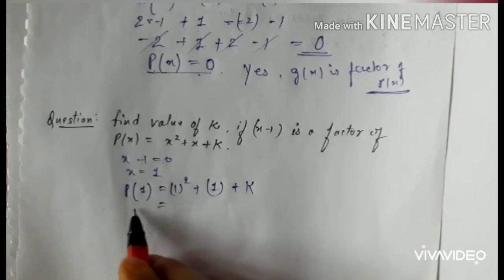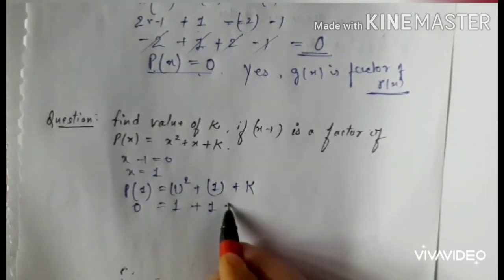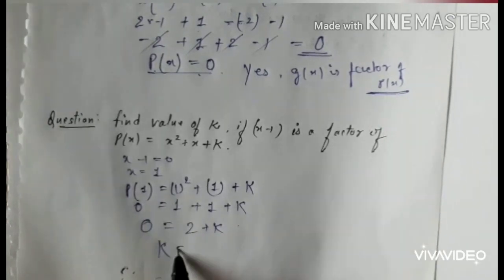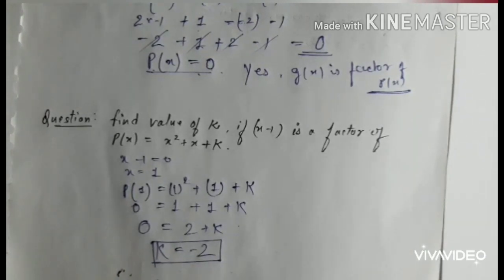And this is equal to 0. Here 1 squared is 1, plus 1 plus k, so 2 plus k equals 0. That means the value of k is minus 2. So these are the two types of questions with the help of the factor theorem.